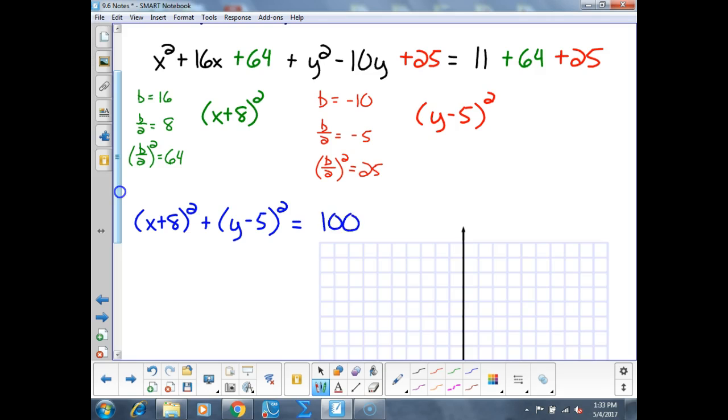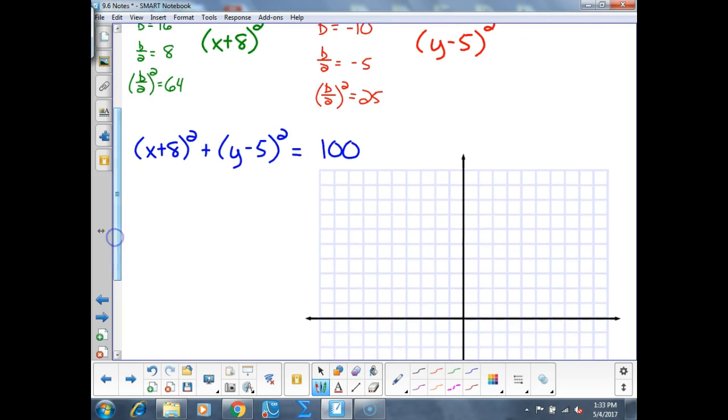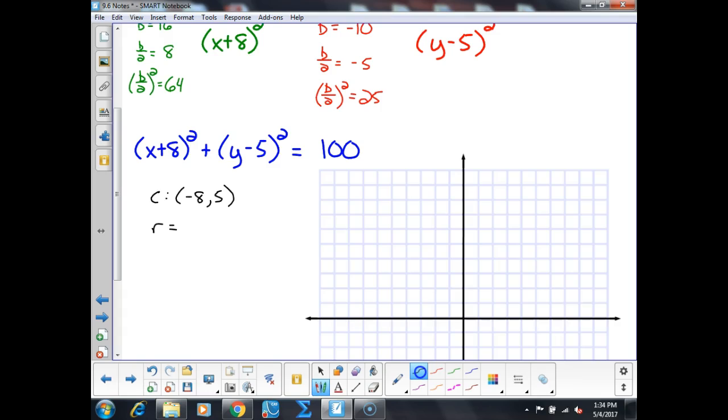Okay? So, with this being a circle, where is the center? The center is at negative 8 comma 5. What is the radius? No. 10.